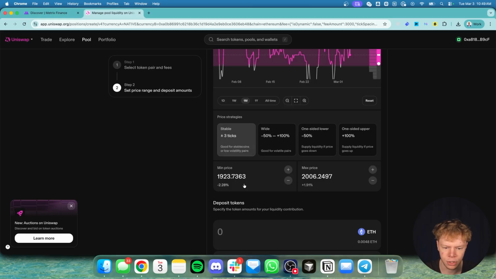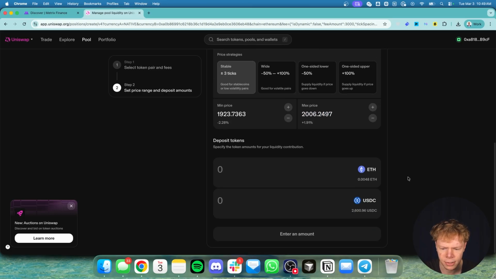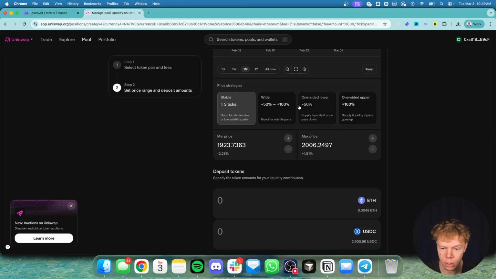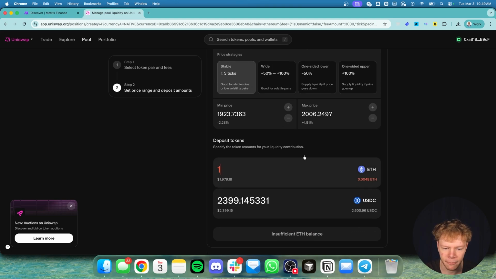Or, of course, we can just type in our min and max price over here, which I would recommend doing after you find your range using an external tool or something along those lines. And, of course, when it comes to actually deploying your capital in here, you type in one asset and it pre-fills the other asset. The ratio of these assets depends on the range that you select over here, right? So, for example, if I type in 1 Ethereum, then it's going to say I need 23.99 USDC.